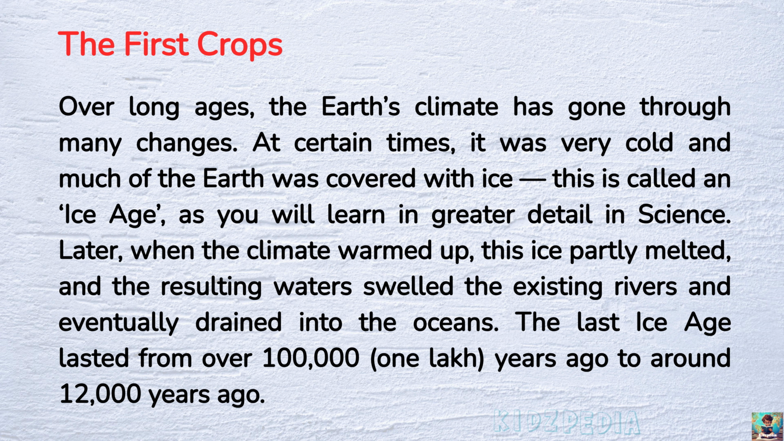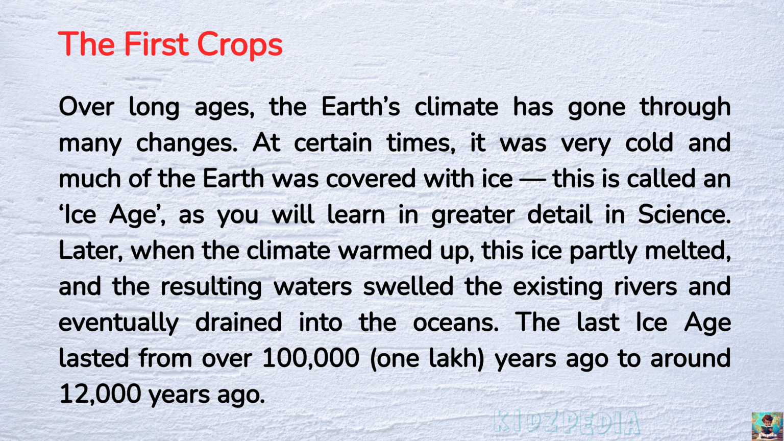The first crops. Over long ages, the Earth's climate has gone through many changes. At certain times, it was very cold and much of the Earth was covered with ice. This is called an ice age, as you will learn in greater detail in science. Later, when the climate warmed up, this ice partly melted and the resulting waters swelled the existing rivers and eventually drained into the oceans. The last ice age lasted from over 1 lakh years ago to around 12,000 years ago.